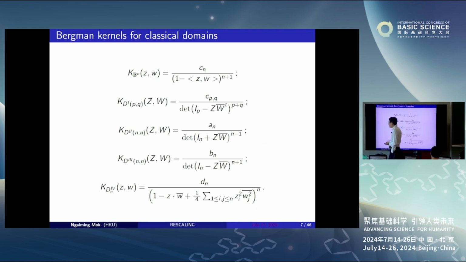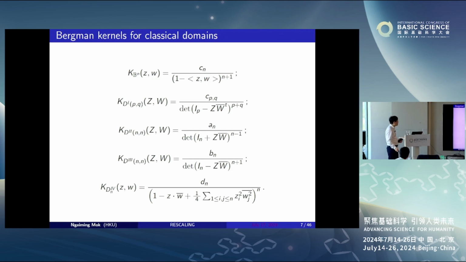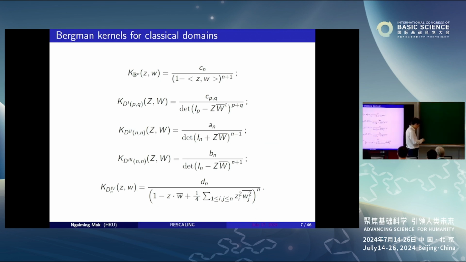So now I list the Bergman kernels, the classical ones. The point I want to make is that the Bergman kernels are actually rational functions in z and w bar. This is even the case when you take the exceptional domains. One can give a uniform proof. One doesn't have to compute it, but of course, in classical cases, you can compute it easily.